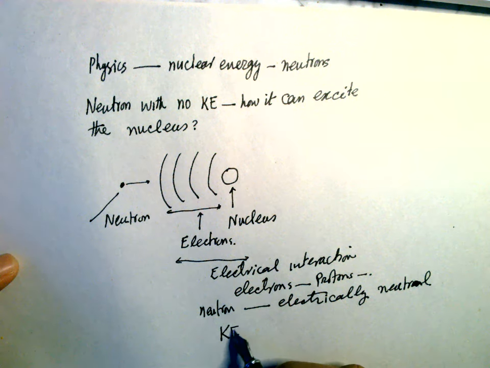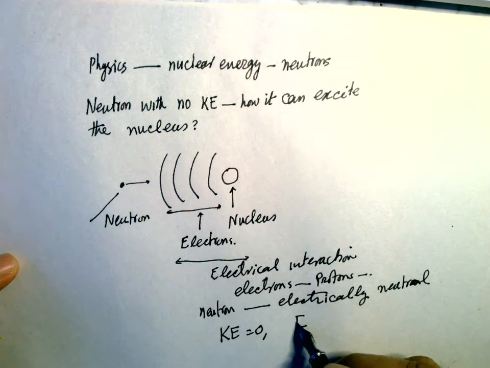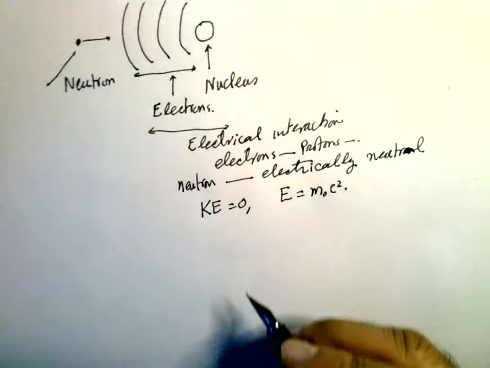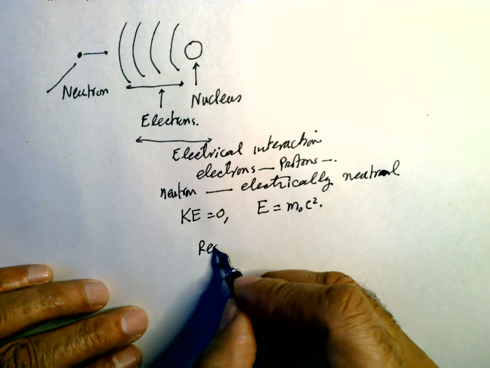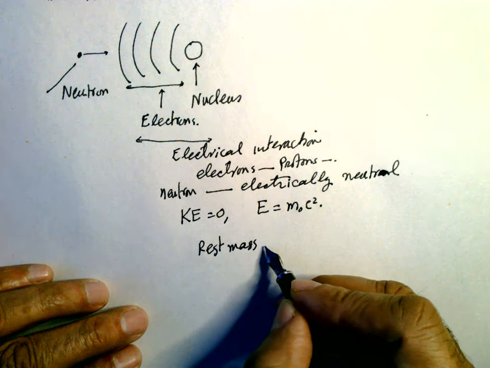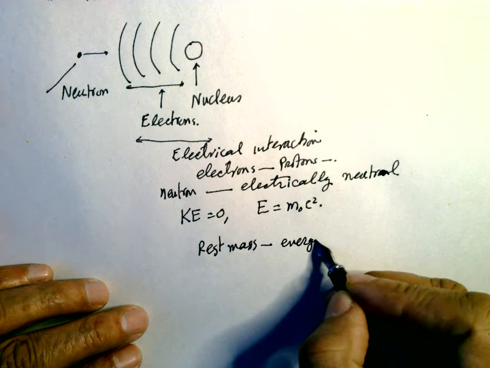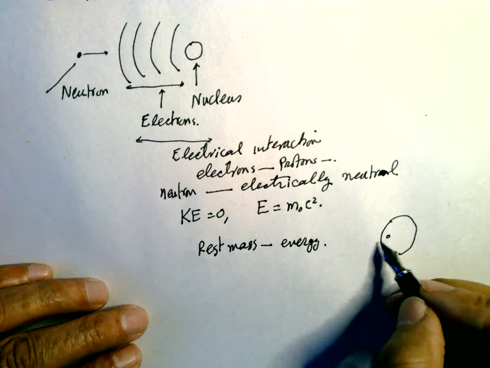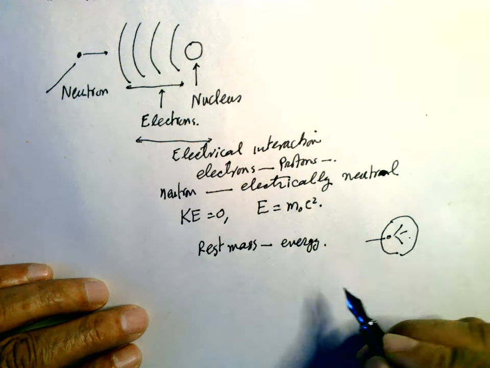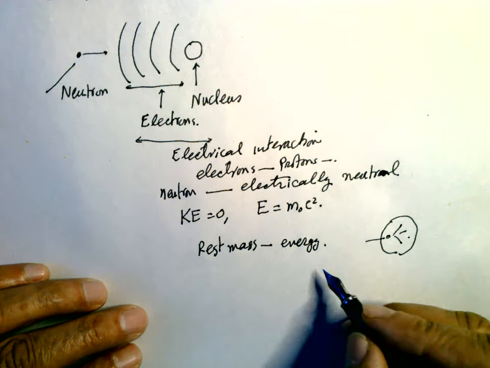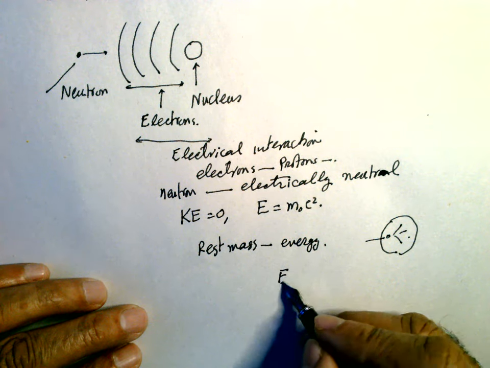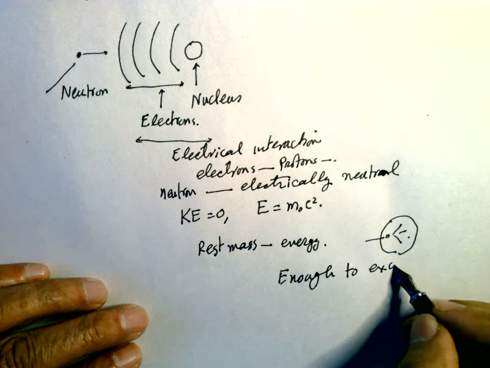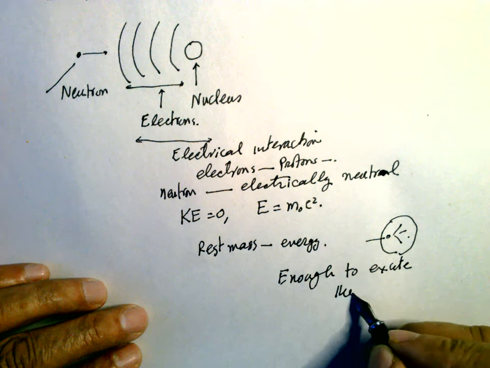So the neutron does not have kinetic energy. Kinetic energy is zero, but it has energy, which is rest mass energy. So this rest mass energy, when it's close to the nucleus or inside the nucleus, is enough to excite the nucleus.